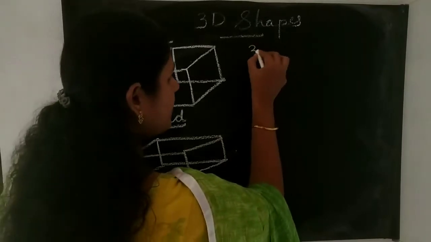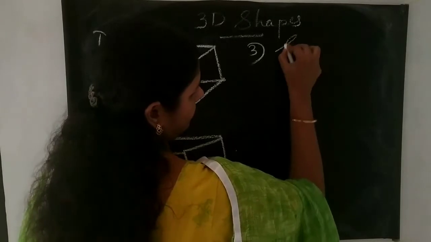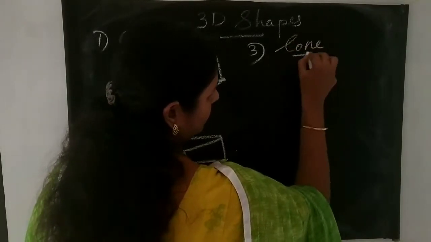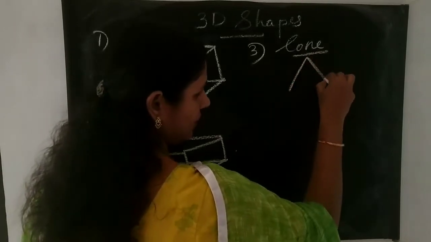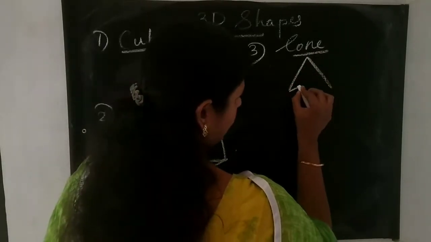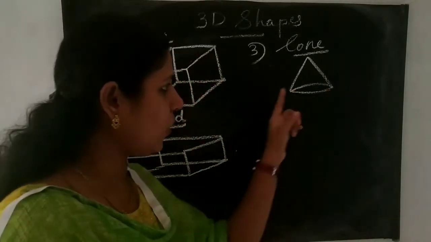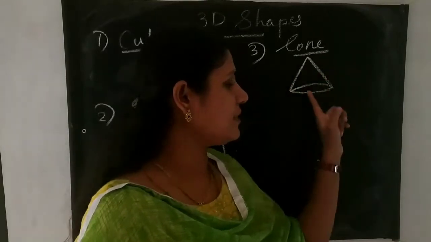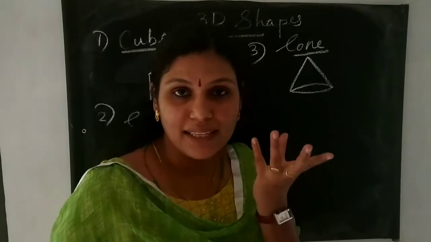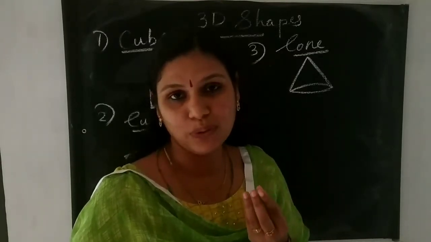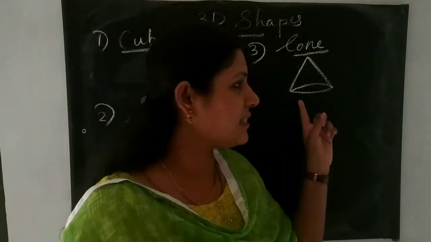Then the third one is a cone. This is a cone. This cone is very similar to an ice cream cone. You know, and you can see Joker's cap looks like this cone.